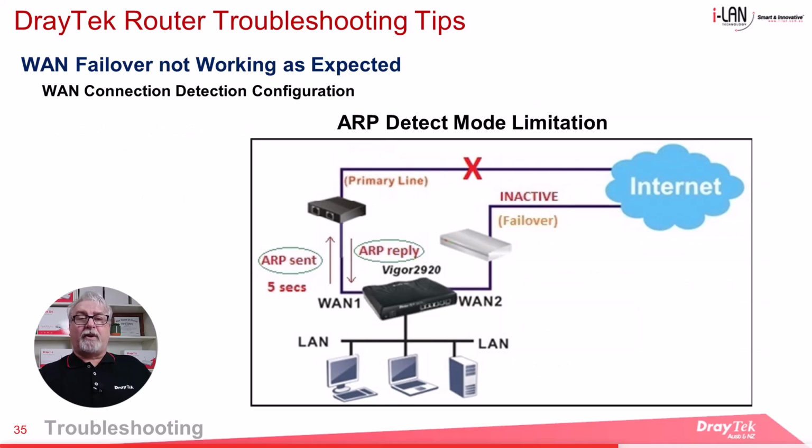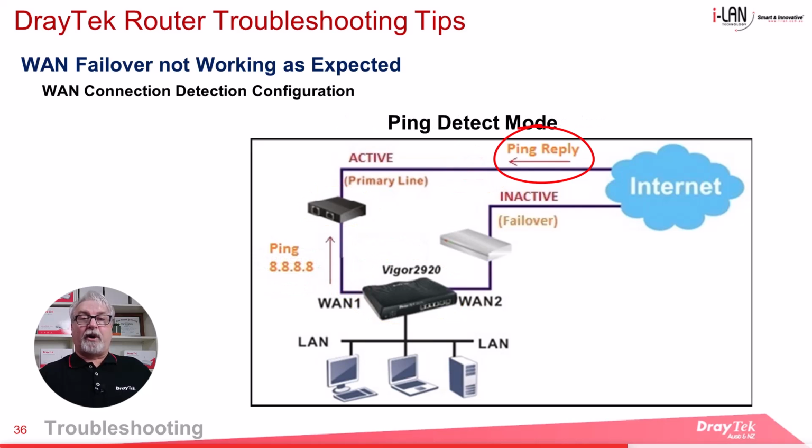Here's one problem that can occur when ARP detect is used. Here the router checks the connection status with the attached NTU or ISP connection. However, if there's an outage on the internet side of the connection, the router will not know that has happened since it's still getting an ARP response from the NTU. The result is that the router will never fail over to the backup connection. The solution here is to use ping detect mode instead.